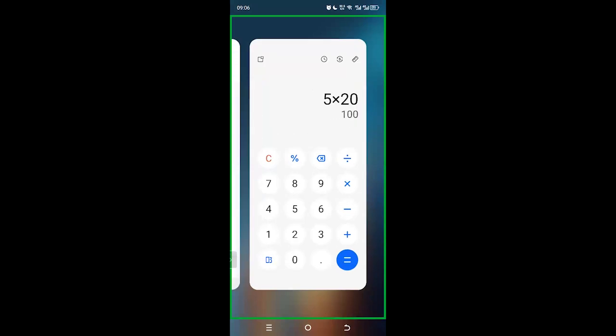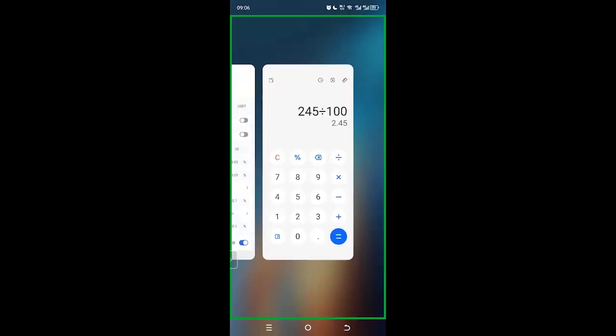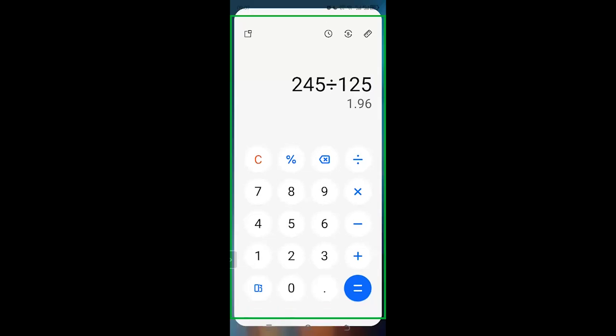So you come here and say 245 divided by 100. You're going to put 2.45. If you say 5 times the number of margin call limit, 25, what does it mean? It is 125. So you divide 245, which is the remaining capital, by 125. You get 1.9.